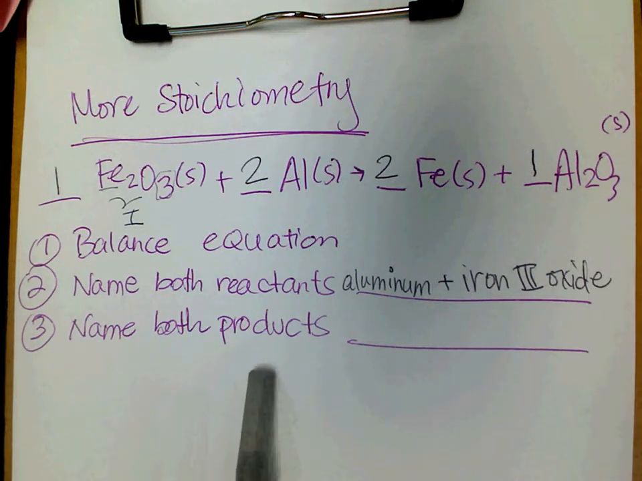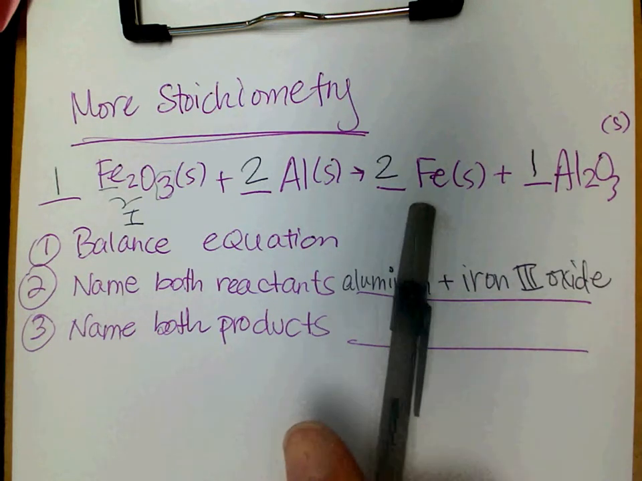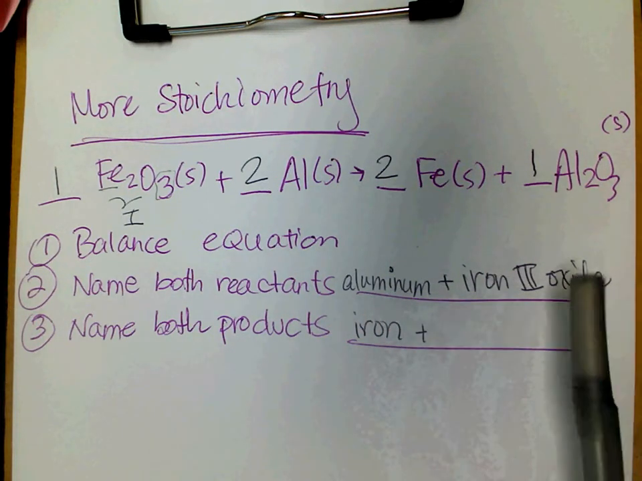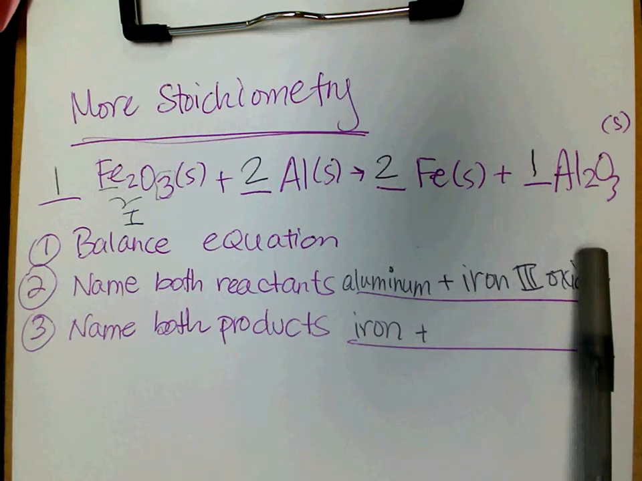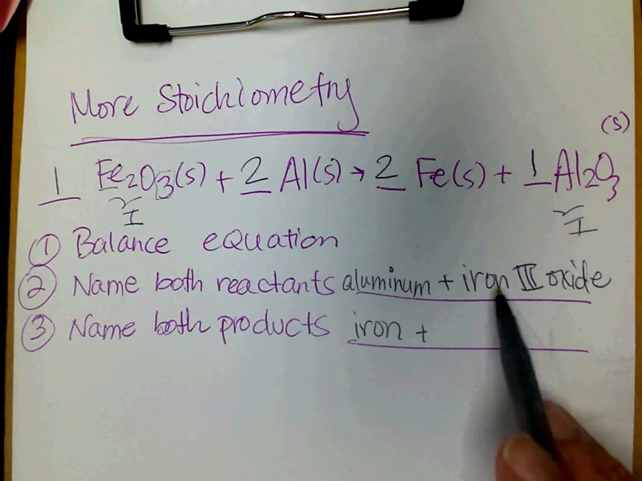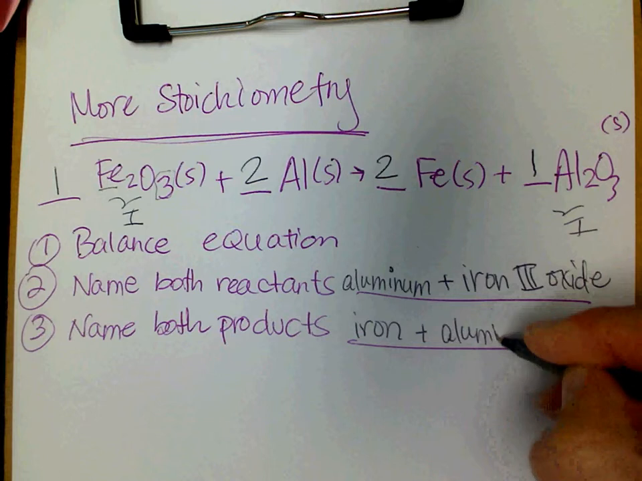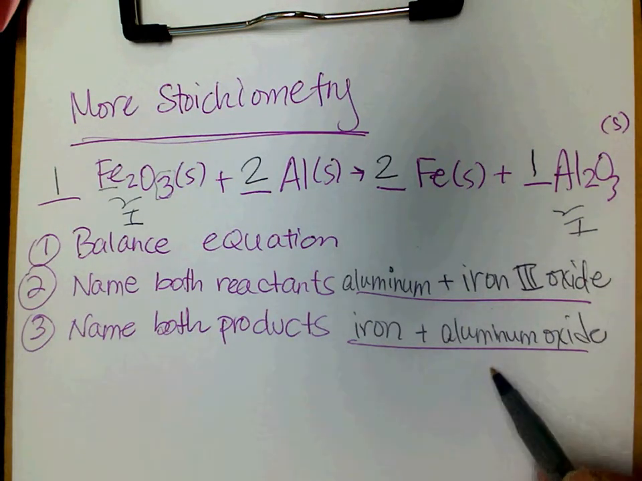Name both products. All right. Products, that's on this side. All right. Caleb, what's the name of this guy right here? Iron. All right. Now, this one right here, Al2O3. Is it ionic or covalent? It's ionic because we have a metal and a non-metal. All right. So is it the same concept, right? Is it aluminum oxide or is it aluminum 3 oxide? It's not a transition metal, so I don't need a Roman numeral. Okay? Good point. All right?